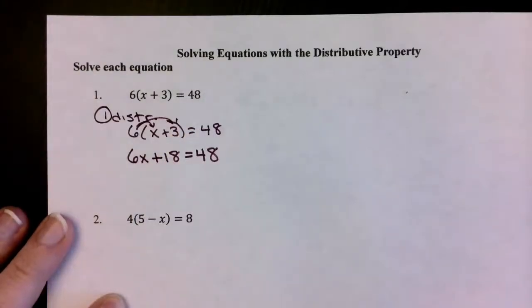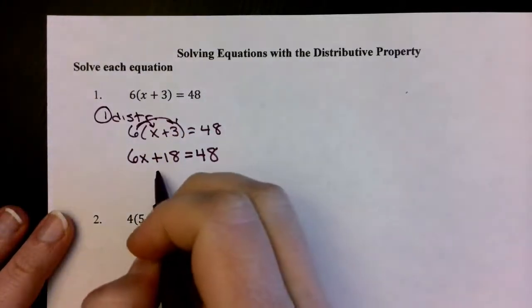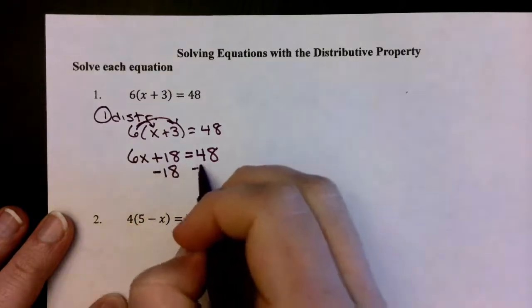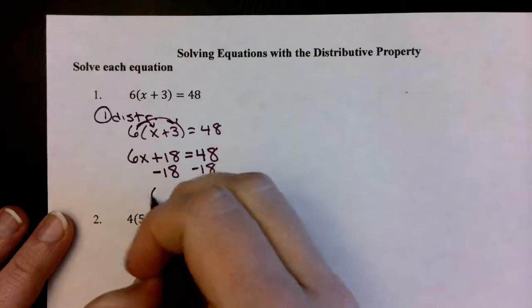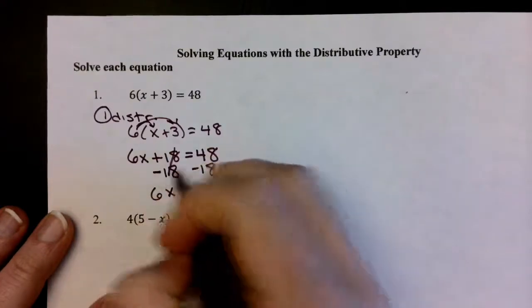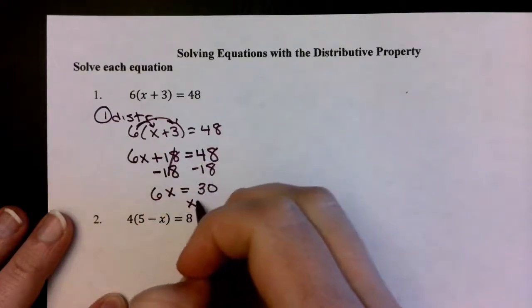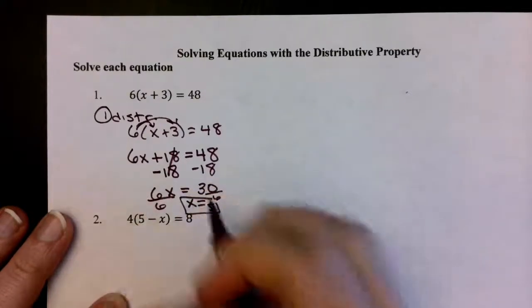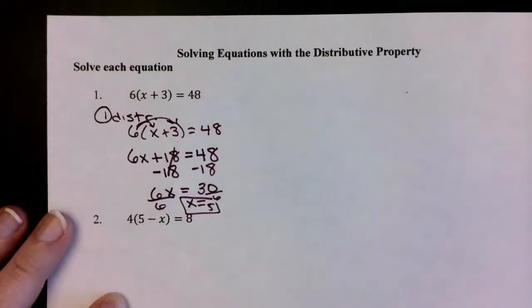Now it's just a two-step equation. So I'm going to subtract 18 from both sides. 6x equals 30. x equals 5. Okay, so that's the first way.